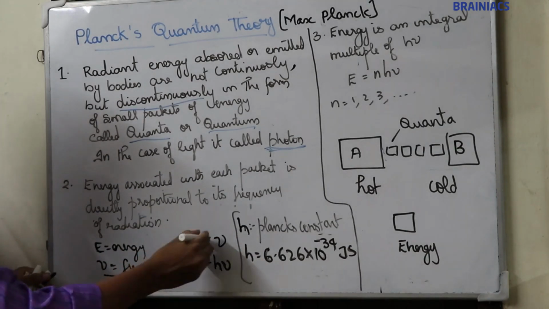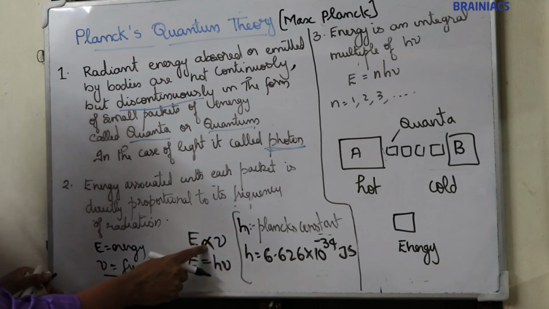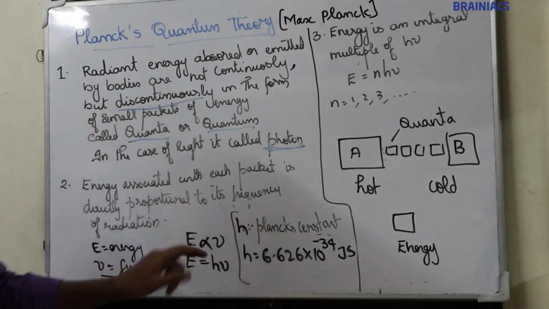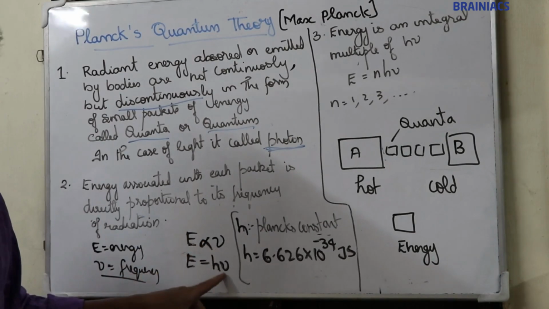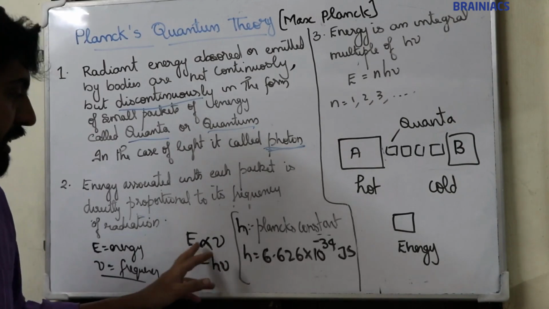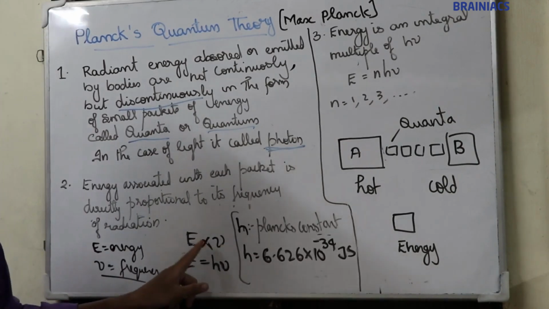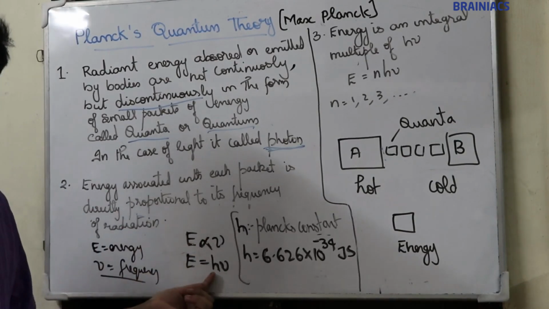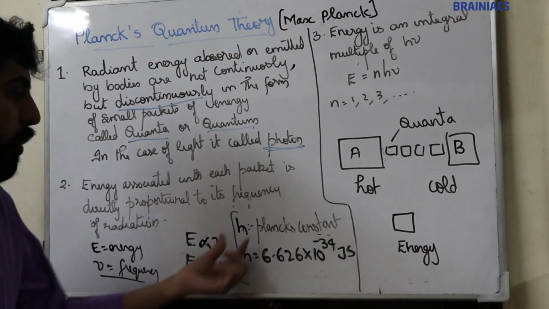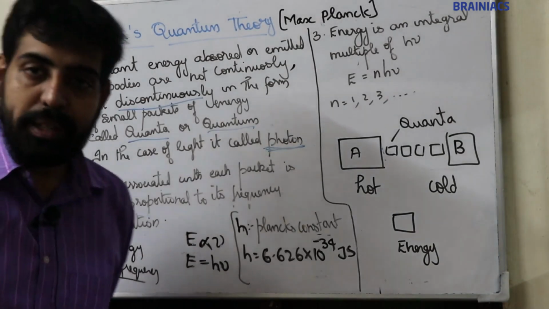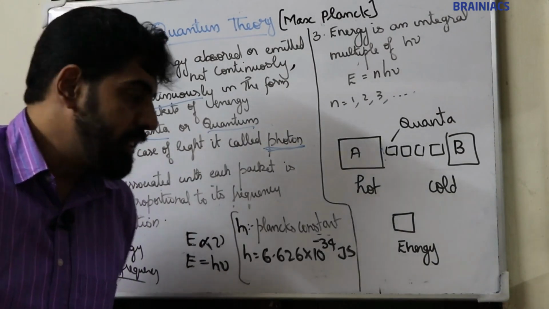I'm removing proportionality by multiplying with a constant. So E is equal to h nu. h is known as Planck's constant. Its value is 6.626 into 10 raised to minus 34 joule second. This is the second postulate.